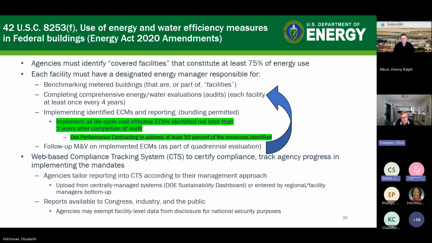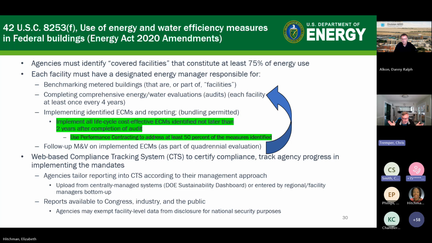But with the Energy Act of 2020, that "may" was turned into "shall." So now there is a requirement after you identify those measures, you have 2 years to implement them. And then 50% of those measures, and this is measured at the agency level, not the site level, have to be implemented through performance contracts, that is ESPCs or UESCs. And that is measured in terms of the investment value of the measures that you're implementing. So in terms of the implementation cost of the measures, 50% of that has to be performed through performance contracts.